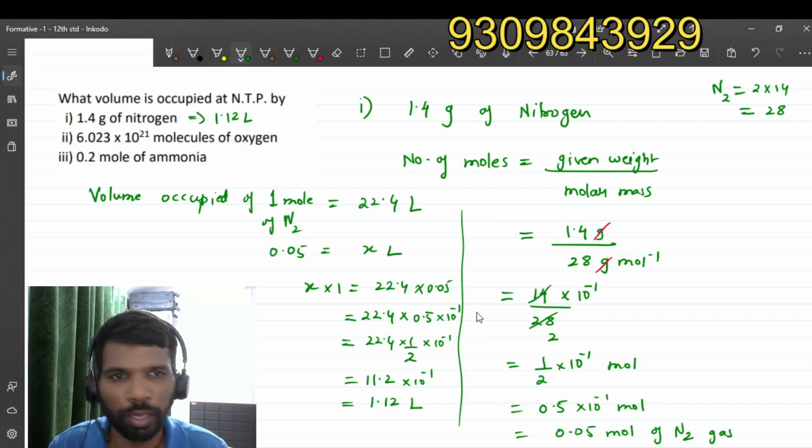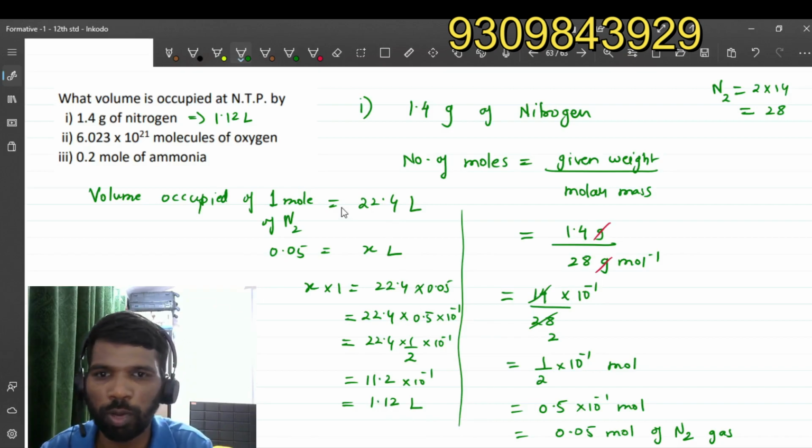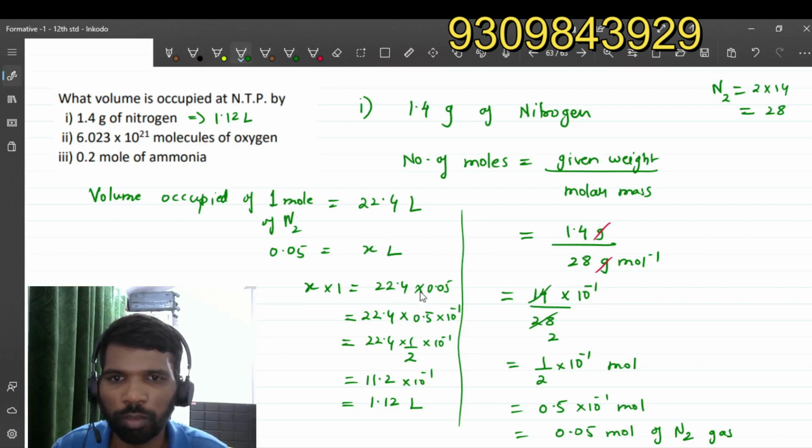Hope this is clear. But if you want to go by a formula, what is the formula which you should apply over here? Formula will be 22.4 into number of moles, right? Volume occupied by any gas will come back to a formula.